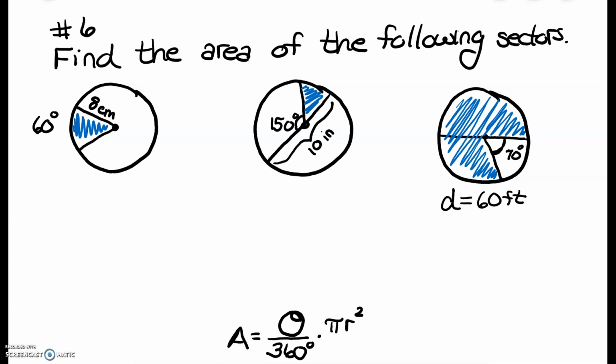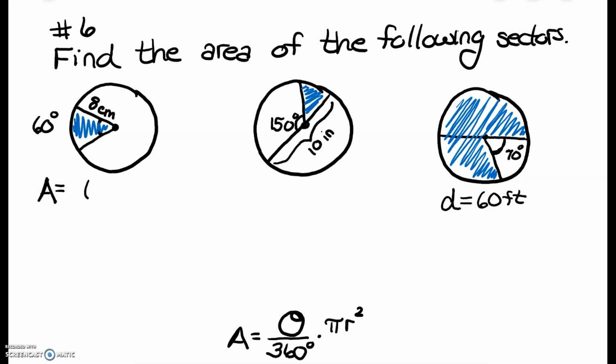So in our first example, they gave us the measure of the arc. Well, the nice thing about that is it is the measure of the angle. Those are the same things, right? So the measure of your arc is the same as the measure of your central angle. So the angle that I have for my sector is 60 degrees. So I'll put that in the formula for theta, 60, not 30.